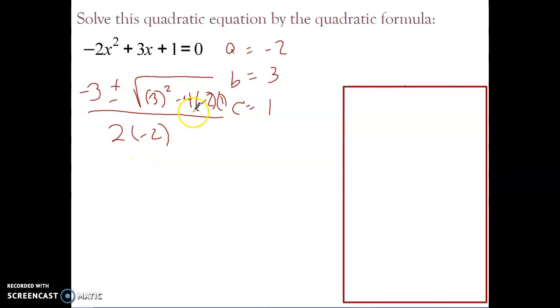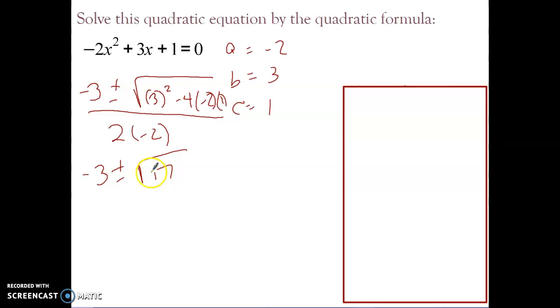Okay, so now when we get ready to simplify this, basically the first thing we're going to do always is find the discriminant. We're going to substitute these numbers under the square root into our calculator. And remember, the square root part is not part of the discriminant, so I'm not going to type in the square root. I'm just going to type in the 3 squared minus 4 times negative 1 times 1. Okay, that works out to be 17. So let me put that in there.